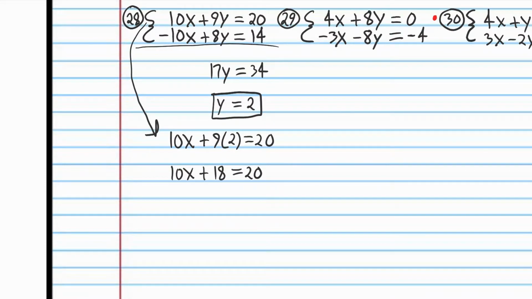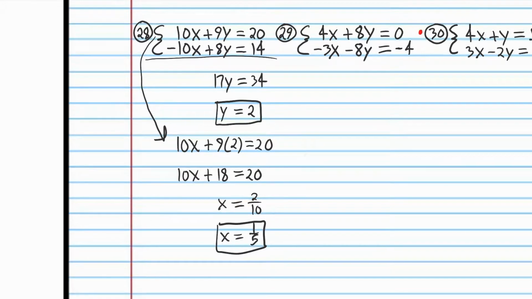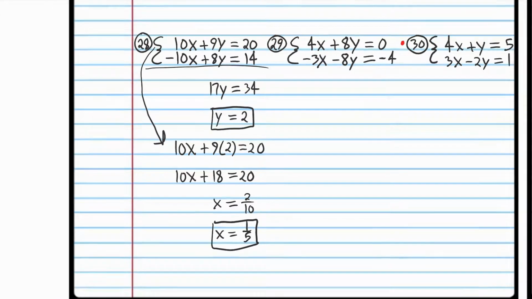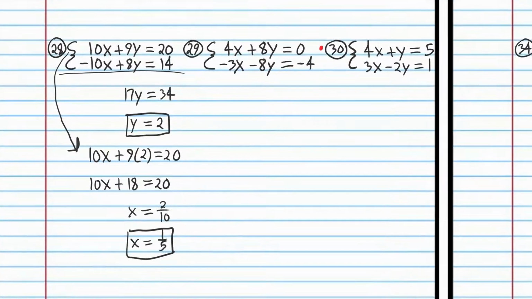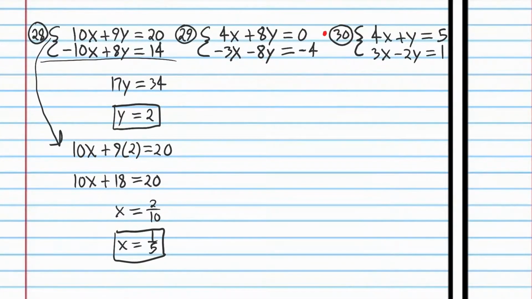Subtract 18 from both sides, and divide both sides by 10, and you end up with 2 over 10, which reduces to 1/5. I'm going to bring that down a little bit. So x is equal to 1/5. So if you got 2 and 1/5, good job. Try number 29, and when you come back, we'll do it together. All right, we're back. Draw your little line there.